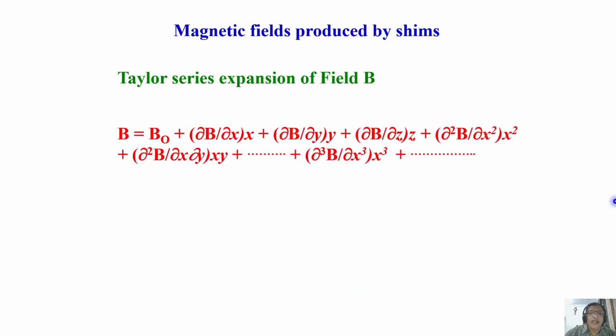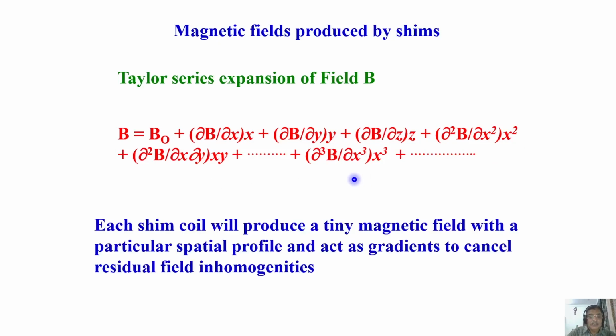And magnetic fields produced by the shim currents can be given by a mathematical expression like this. You can expand it like a Taylor series. B is going to be B naught, the main field, plus additional field variations, the deviation on the X axis, Y axis, Z axis, X squared, XY, all these components of the Taylor expansion you can consider. And each shim coil will produce a tiny magnetic field with a particular spatial profile and acts as a gradient to cancel out the residual inhomogeneities that are produced by the main field.